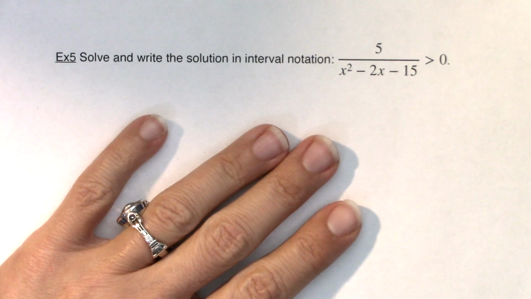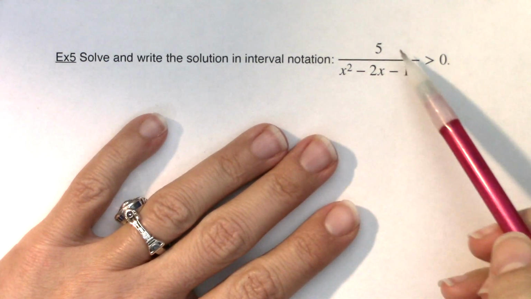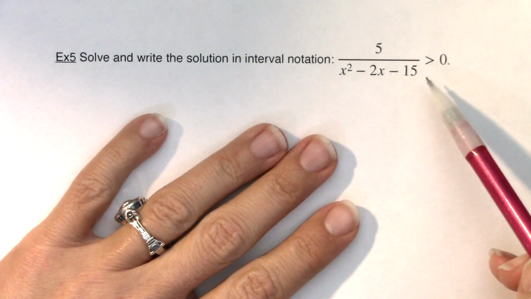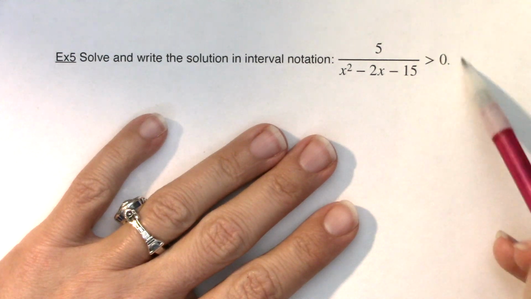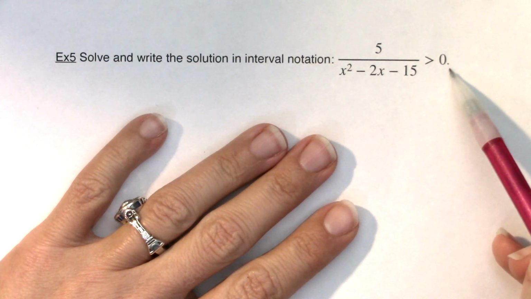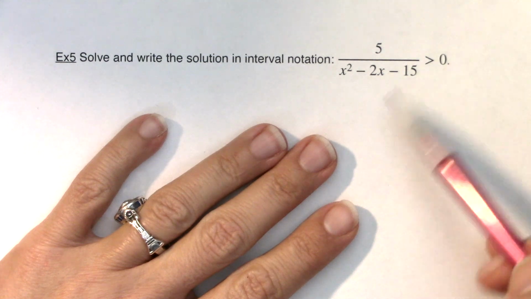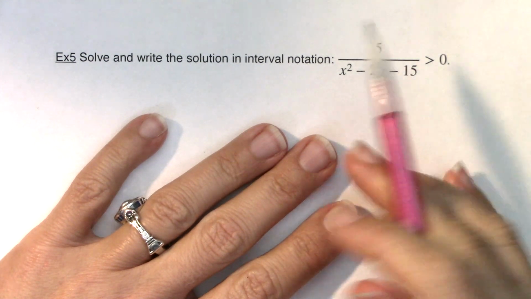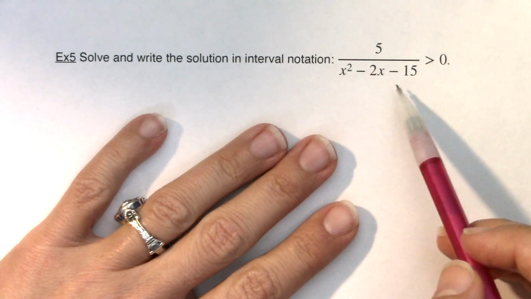Folks, welcome back to example 5. So we're going to take a look at a rational inequality. The upside is I've already got the right side of my inequality at 0, so I don't have to subtract anything or collect or add and subtract fractions and simplify.